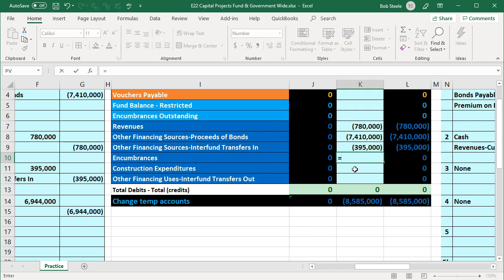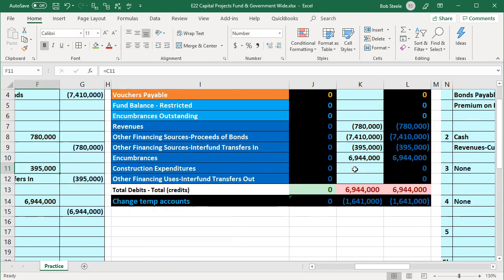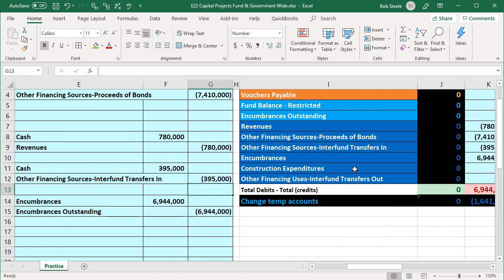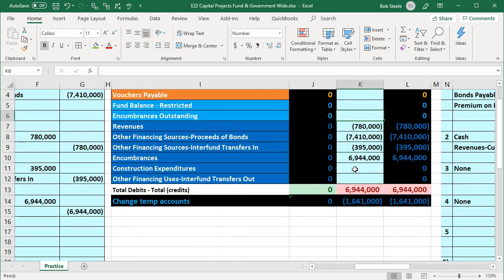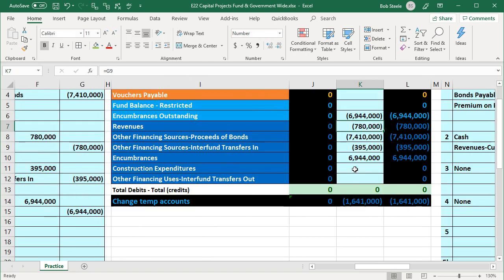Okay, so we're going to record the debit. There is that amount, and then the other side is going to go into encumbrances outstanding. That's going to be in what would be the equity section or the fund balance section, equals the credit. So there we have that amount. There is our debit and credit. That puts us back in balance. Let's see what we have next.